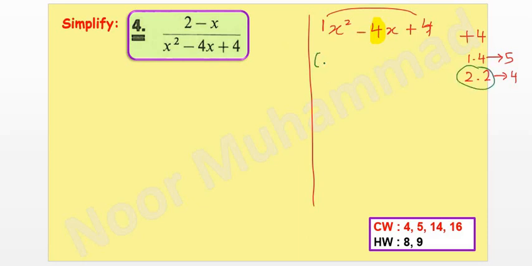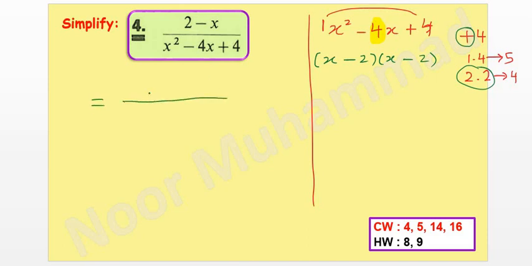Now how will I write my answer? x and 2, and x and 2. Then I have to decide which signs go with this 2 and this 2. The middle sign goes here, and because both of them are equal and I have to put the same sign, both of them will be negative.